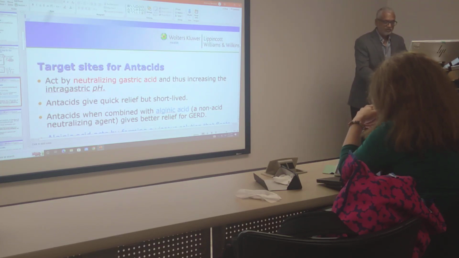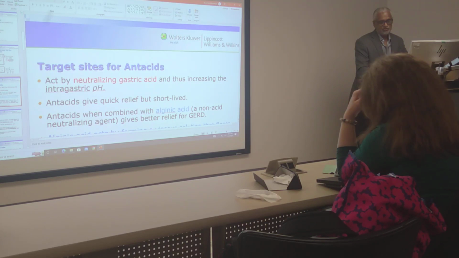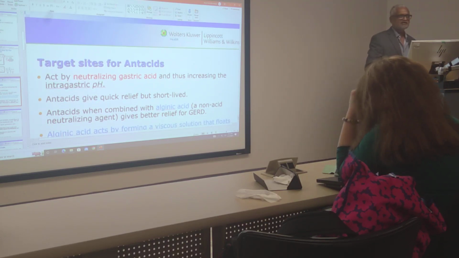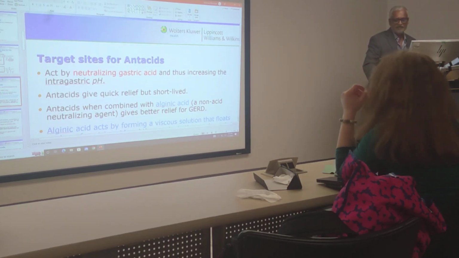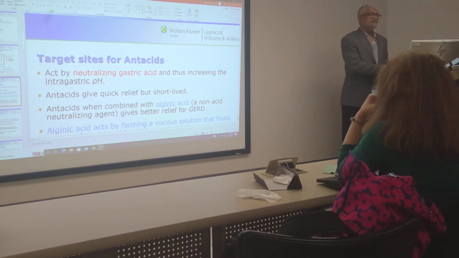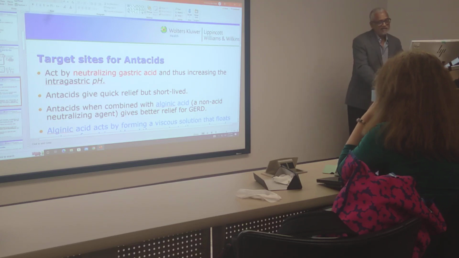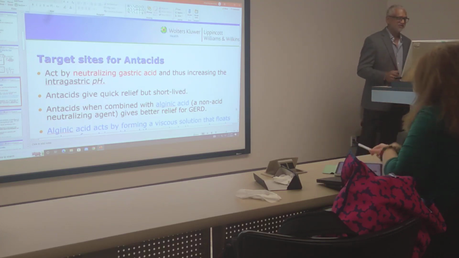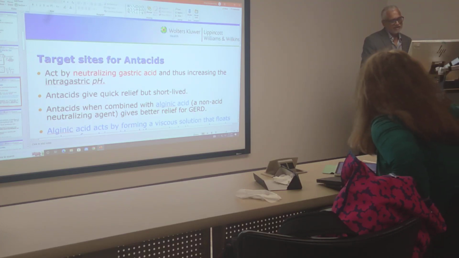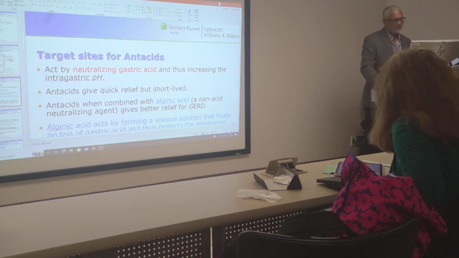Antacids, of course, give you quick relief. That is for sure. But since the proton pumps are still doing their job, acid keeps being secreted, and once the neutralizing effect is gone you need to take another tablet and neutralize again. That keeps on going. Antacids can be combined with alginic acid, another agent, for more serious relief. Alginic acid gives better results with antacids.